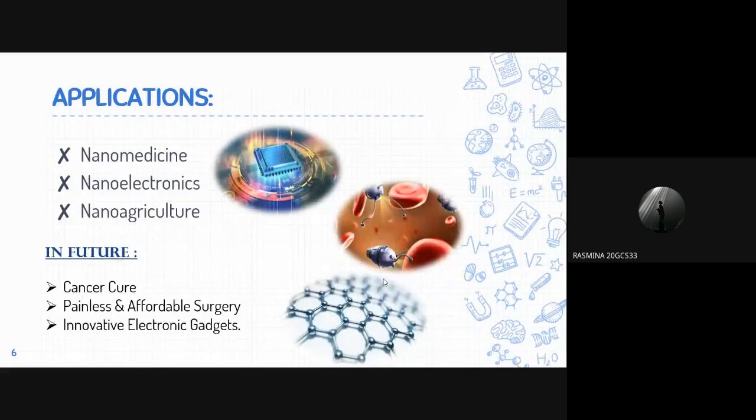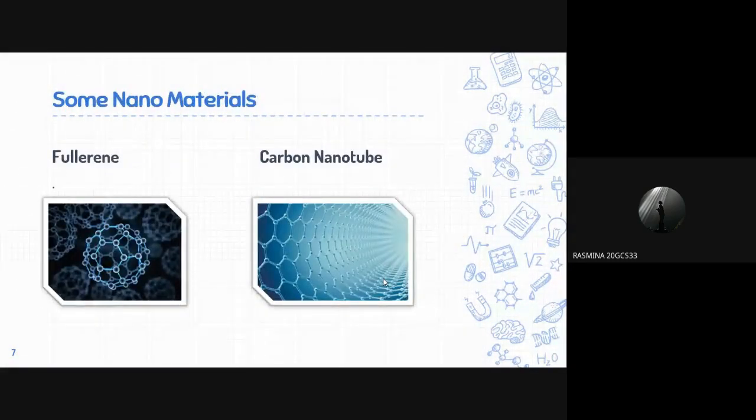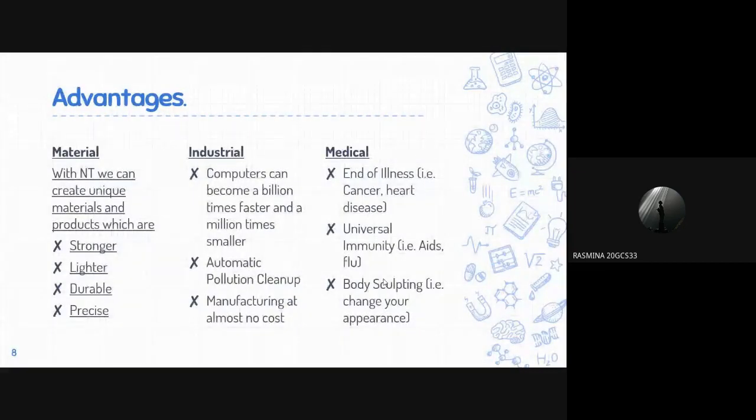Next come innovative electronic gadgets. Let's look at some of the nanomaterials, like fullerenes. It's an allotrope of carbon connected by single and double bonds. Next come carbon nanotubes. Carbon nanotubes are tubes made up of carbon with diameters typically measured in nanometers. Let's focus on their advantages. They are really strong, stronger than steel. An example of that is graphene.